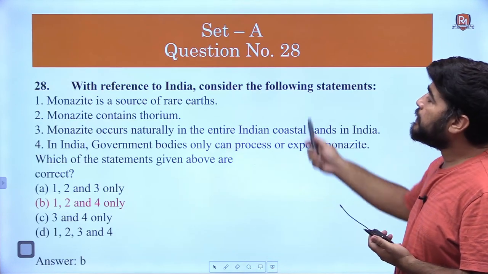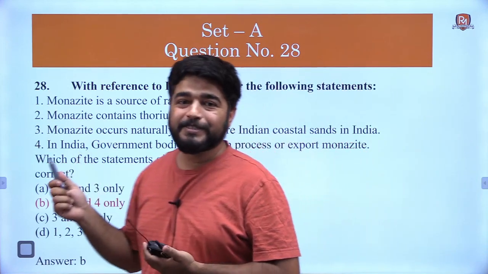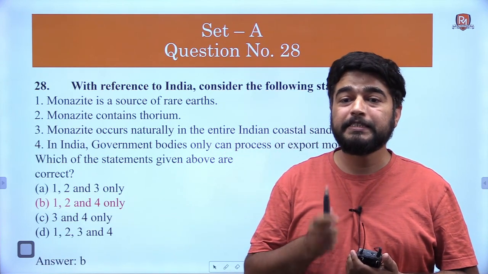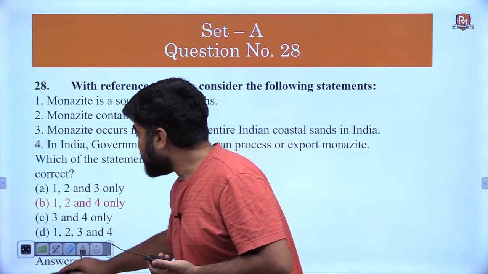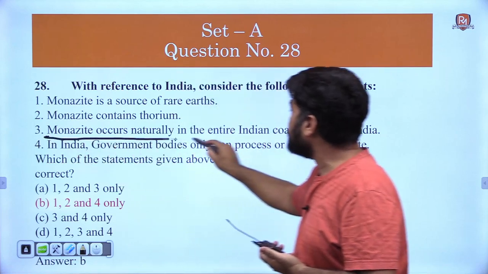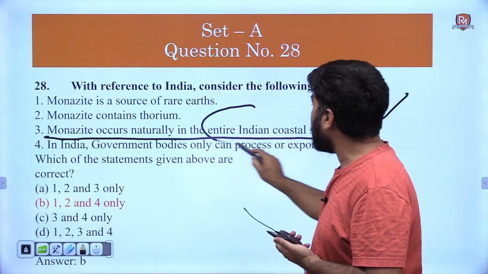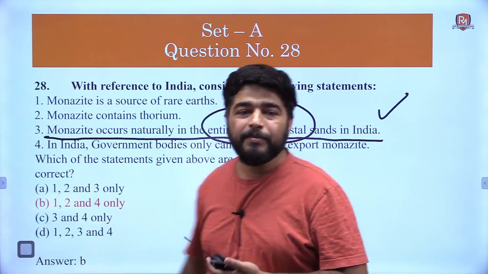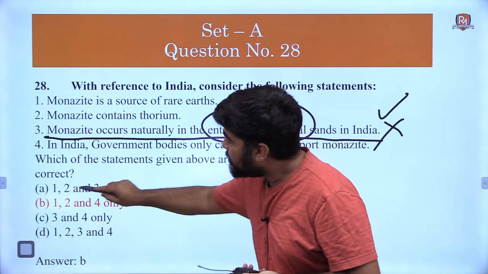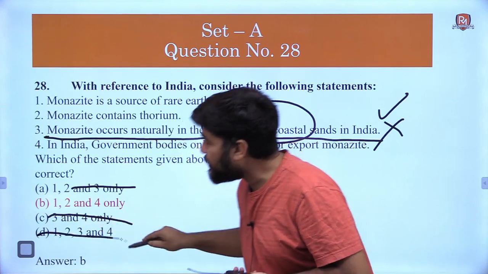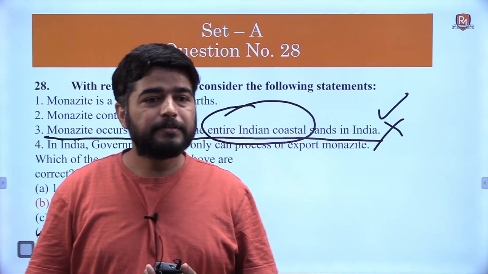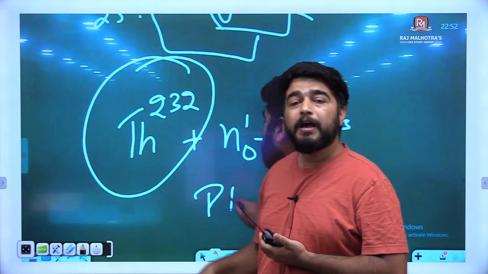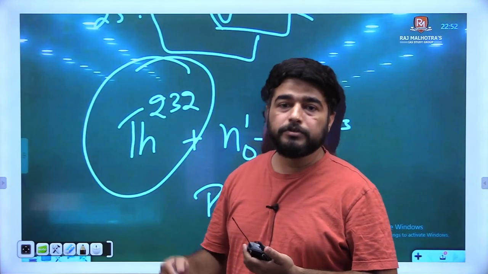Then you can see, I have discussed these things in your class also while discussing India's nuclear program, in NCERT classes also. This statement is an extreme statement. I told you it's not the entire Indian coast, it's the Kerala and Tamil Nadu coast where you will find monazite sand. By eliminating three options you can answer. B will be your answer. We have discussed this in the NCERT batch and the advanced batch also. I have discussed in detail about thorium, where it is produced, everything.